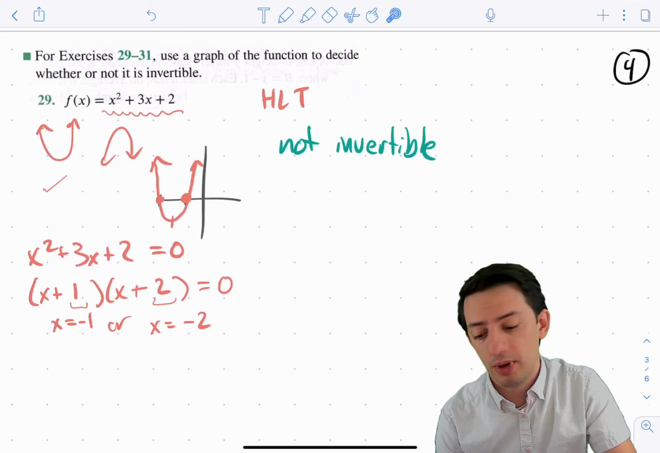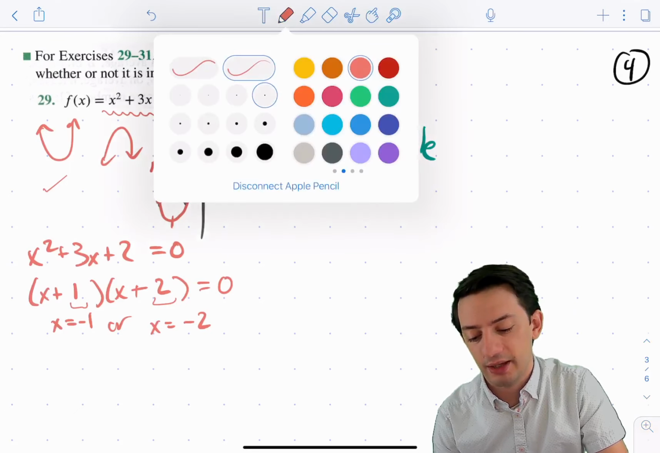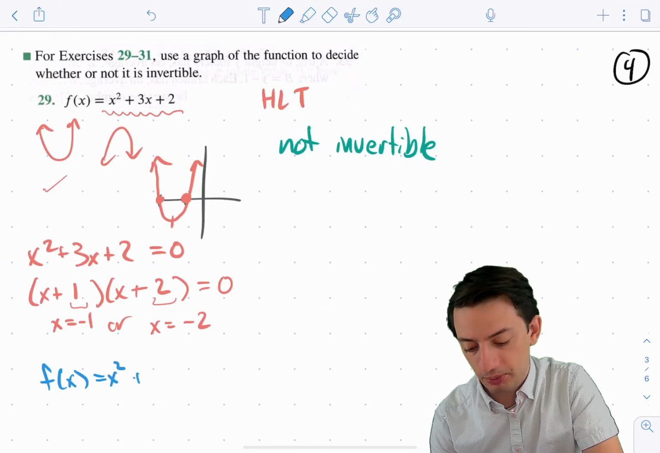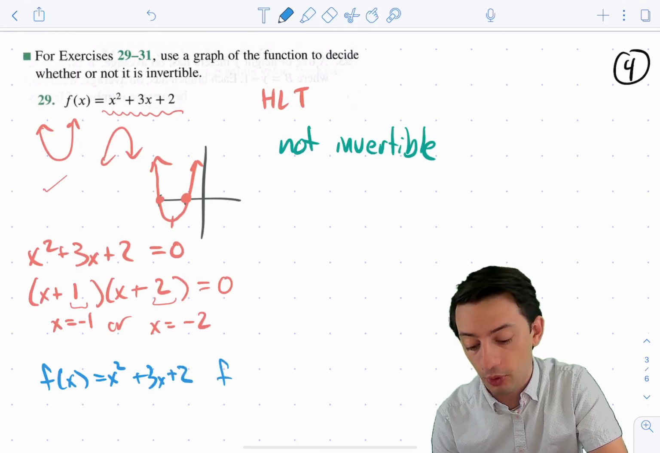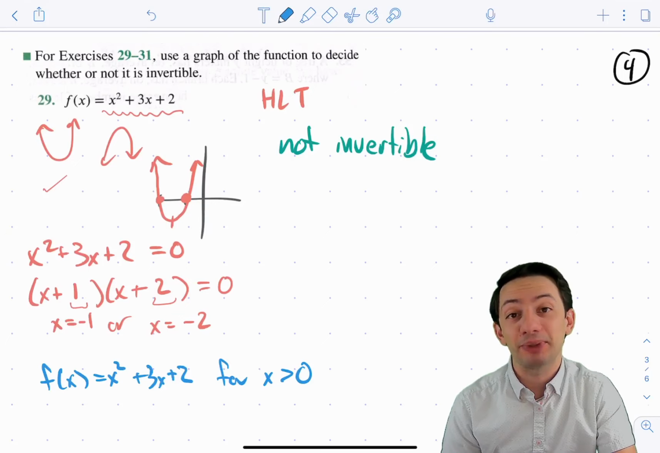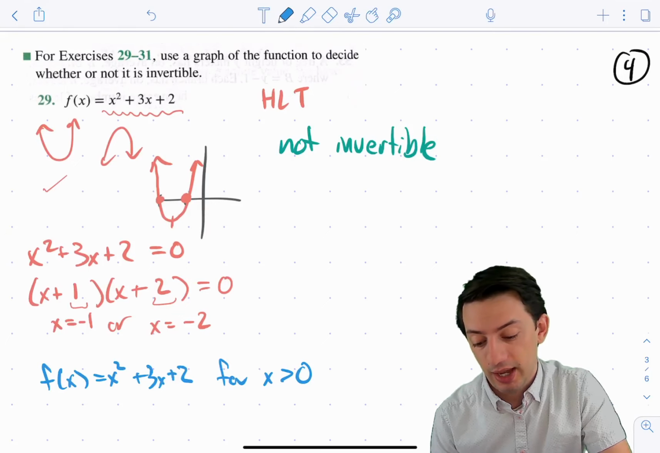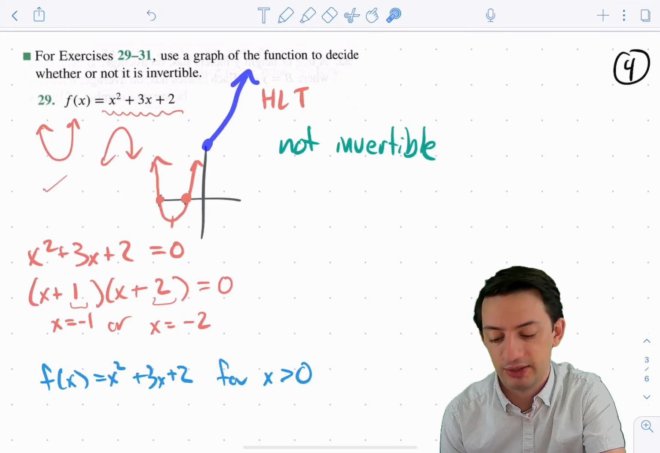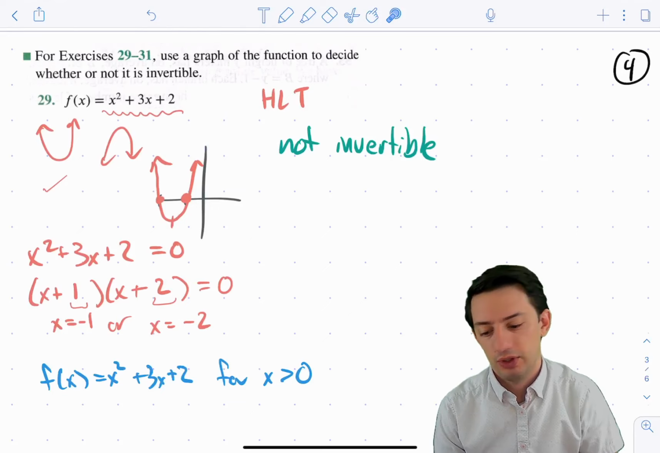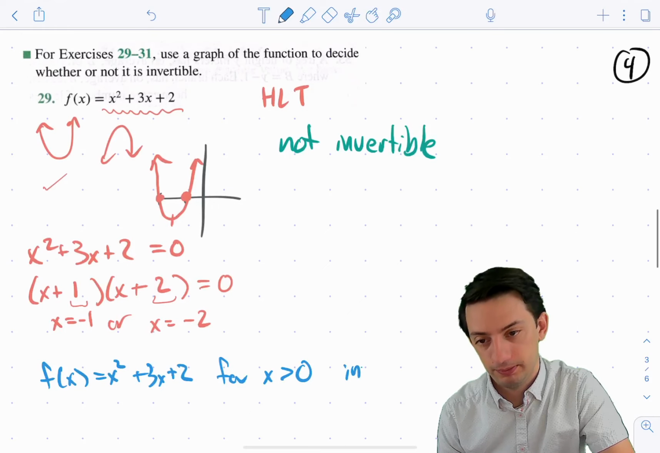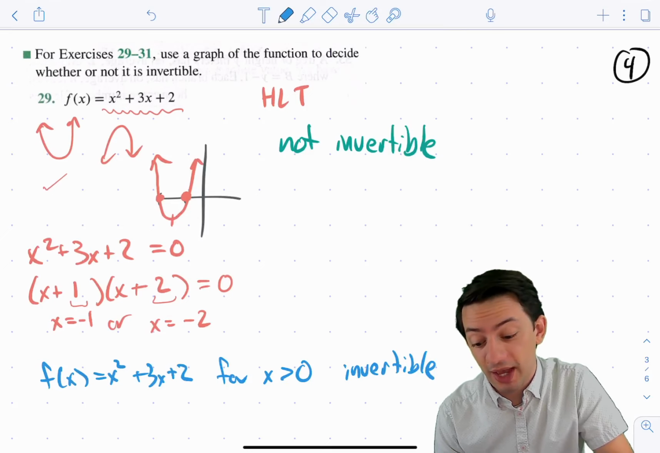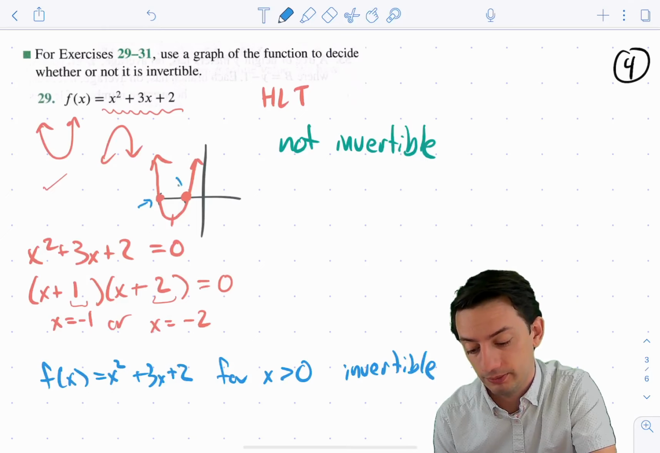Now the way that you can make this problem a little trickier is what if we said f of x equals x squared plus 3x plus 2 for, let's say, x greater than 0. Now we're doing that thing where we explicitly define the domain. And what does it look like when x is greater than 0? Well, we didn't even show that here, but it's going to be something like this. It's just going to be one side. So this one would be invertible, but we wouldn't necessarily know that until we figured out where these actual points were.